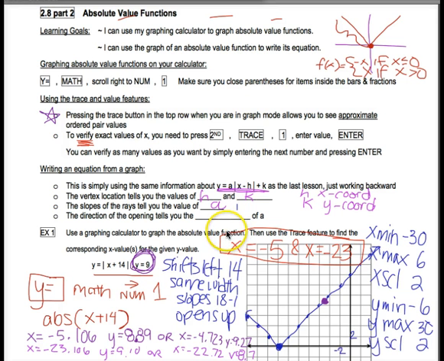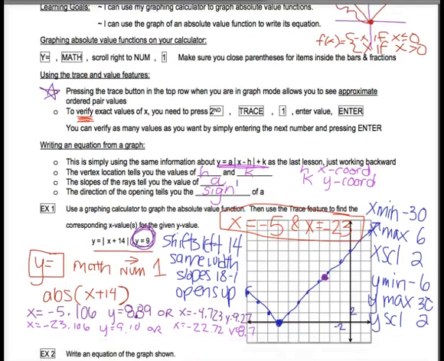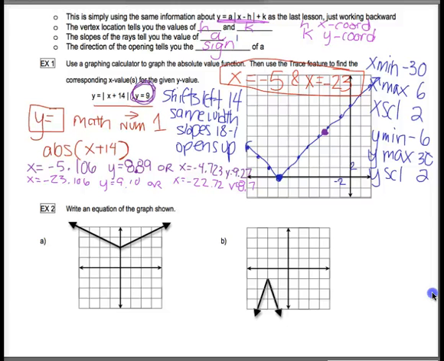You know the sign of a, meaning if it's positive or negative, based on the direction of the opening. So the direction of the opening is going to tell you whether that a is positive or negative. If it's opening up, you know that the a value is positive. If it's opening down, you know that the a value is negative. So now let's practice that.